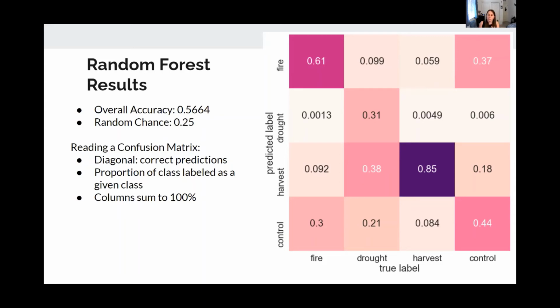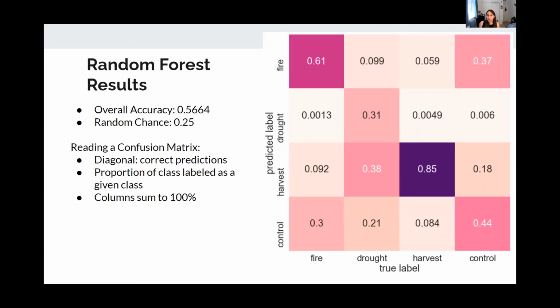This is a confusion matrix, and how it works is the x-axis is all the true labels, and the y-axis is all the predicted labels. Everything on that diagonal going from the top left to the bottom right are the true predictions, and everything off of the diagonal are incorrect predictions. So we can see that out of the entire fire data set, 61% of those were correctly predicted as fire, while, for example, down here, 30% of our fire data set were incorrectly predicted as a control.